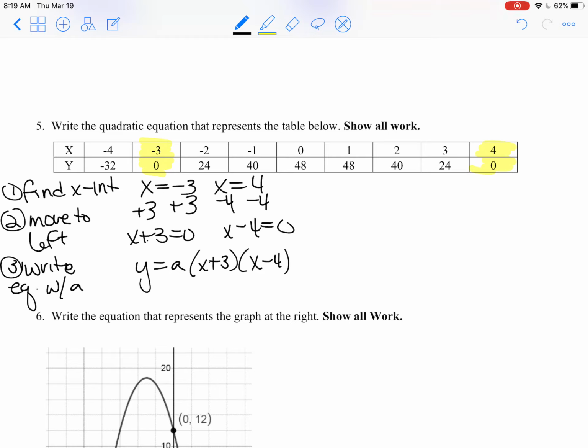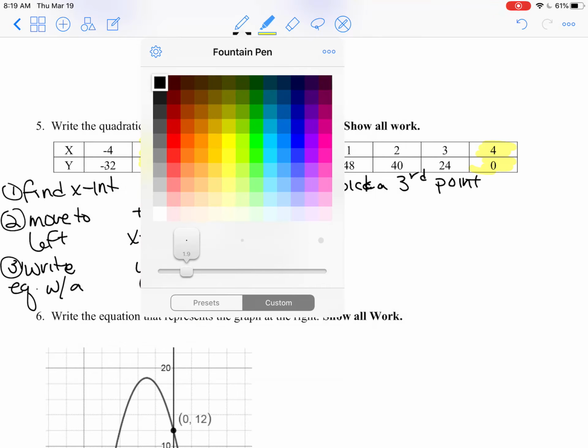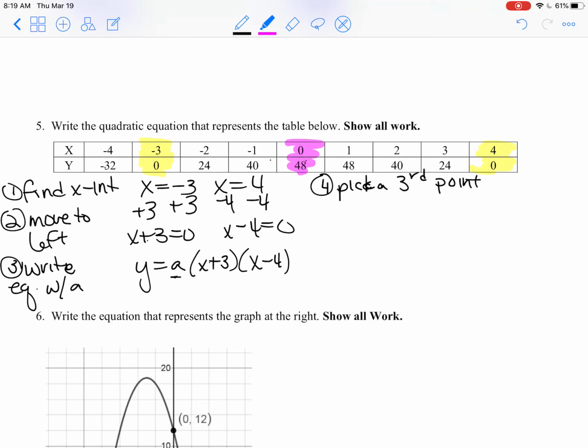Now we need to find our a value. We're not done, because what that a value is going to do is it's going to map it to the rest of the points in our table. So pick a point. Pick a third point from your table. And if it's a graph, you would use the third point from the graph. Doesn't matter which one you use. Some students are going to pick the y-intercept because it's easy to work with 0. It doesn't matter. So I have 0, 48.